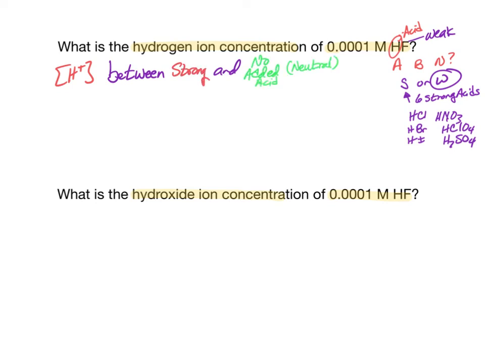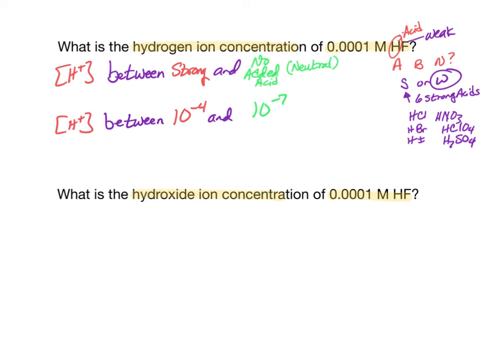So let's put some numbers in. In this case, the hydrogen ion concentration is going to be between 10 to the negative 4 molar and 10 to the negative 7 molar. Again, that would be pure water. And now let's calculate the hydroxide ion concentration.